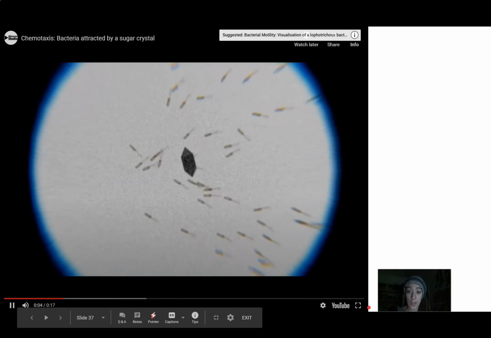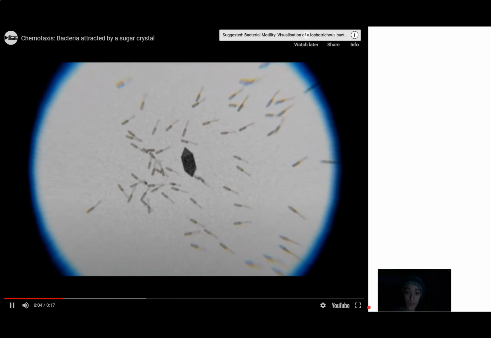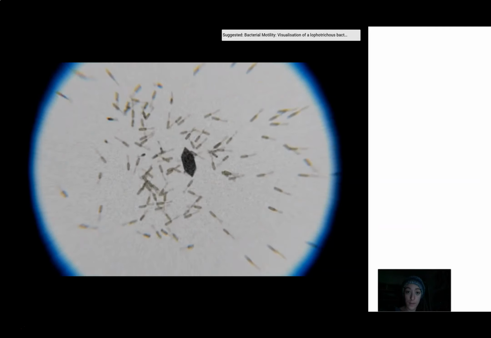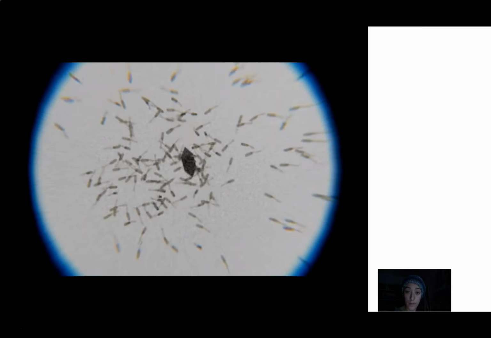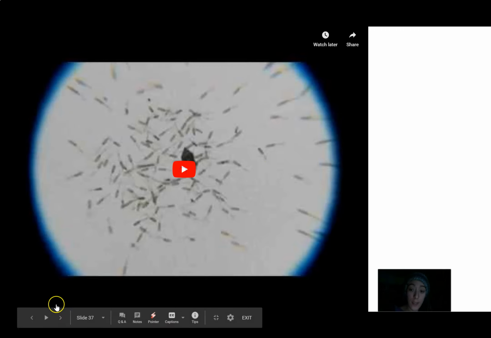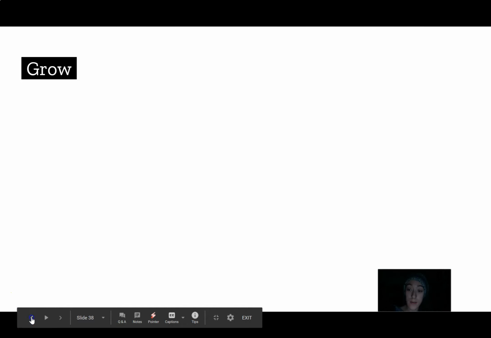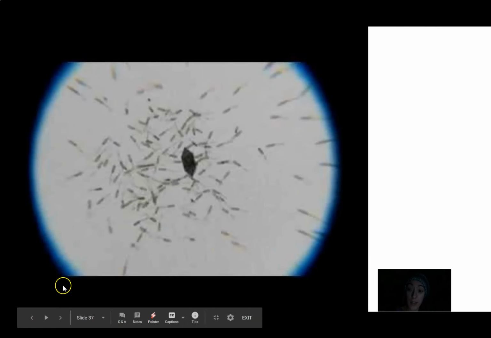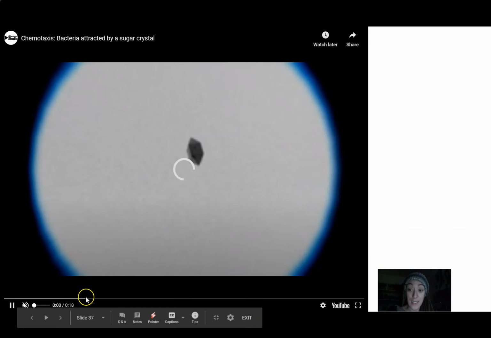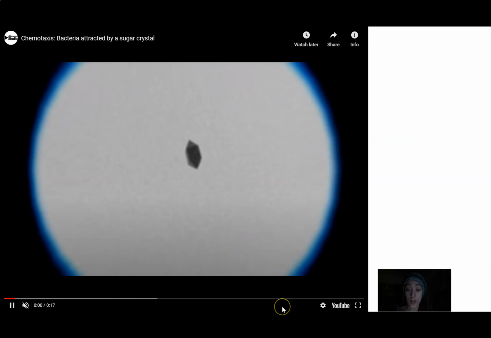So notice what happens in their bodies. Okay, well there was quite a bit of lag on that video, but you might have noticed that the bacteria is responding to that sugar crystal by vibrating, right? Their bodies start to shake and shiver pretty drastically, okay, as they surround the sugar crystal.